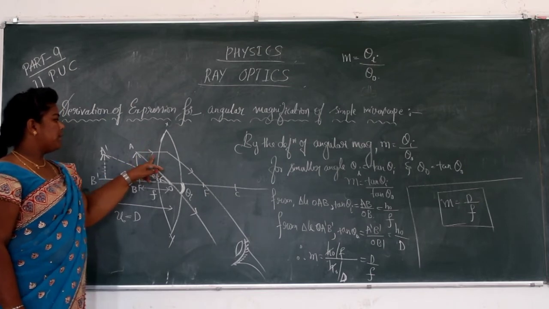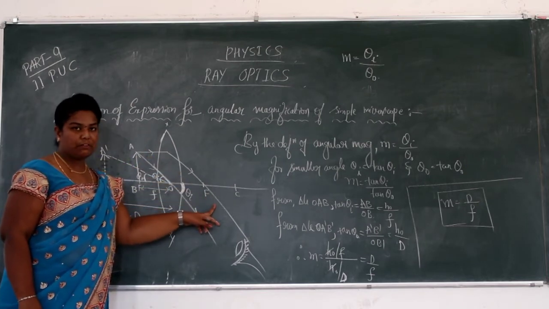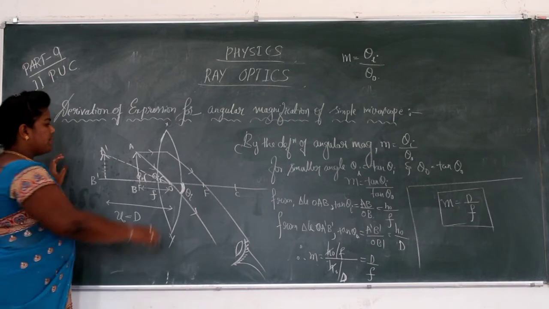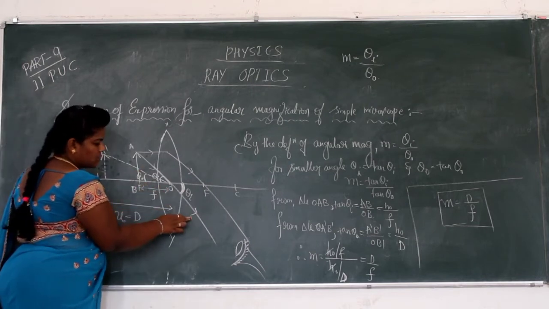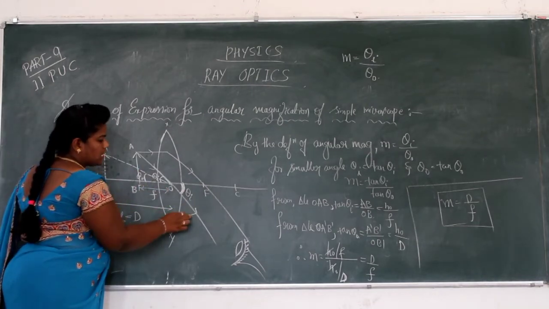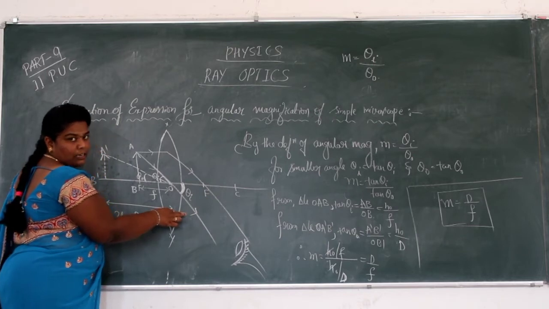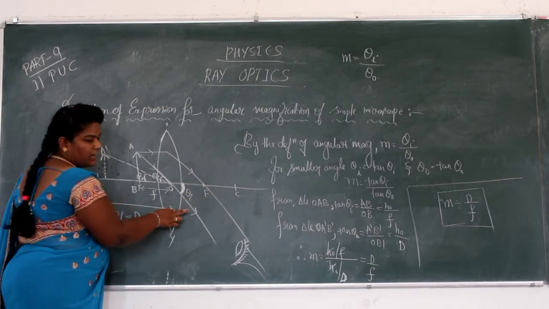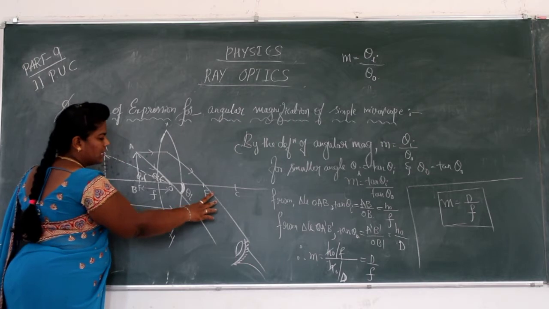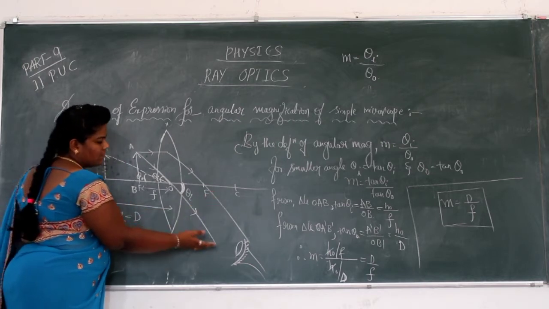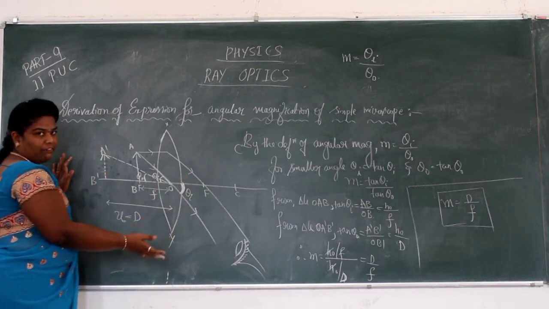The parallel beam of light after refraction passes to the principal focus, and the ray which is passing through the optic center passes out without refraction, whereas these two are the refracted rays which are parallel to each other. If the two refracted rays are parallel to each other, they never meet anywhere. So easily we can say that the image is formed at infinity.